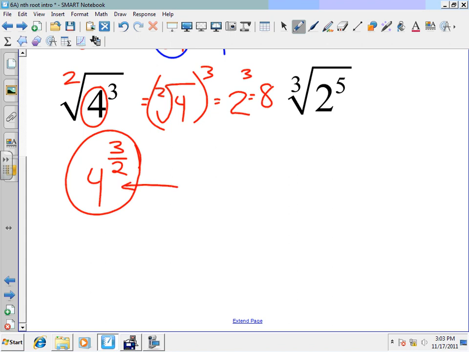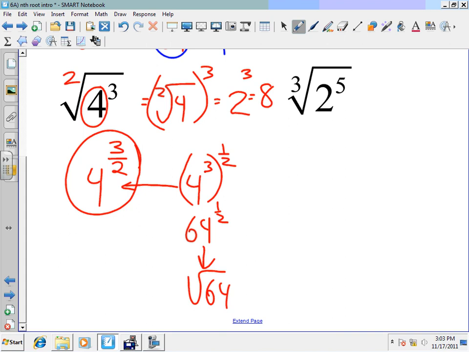We can say, okay, I'm going to work backwards in this one. 4 raised to the 3rd power is 64. And then if we do the 1/2 on the outside, because 3 times 1/2 is 3/2, we ask, okay, what's the square root of 64? Well, that's easy. That's going to be 8. Okay? So notice we're going to get the same answers. So you want to be able to work in both forms and start to make those connections there.